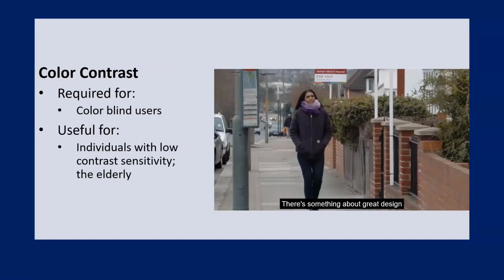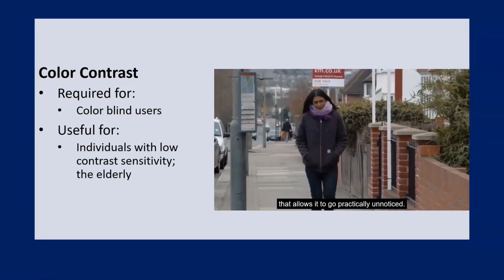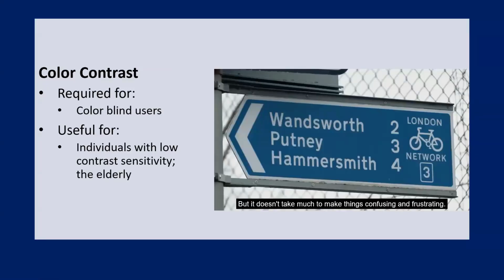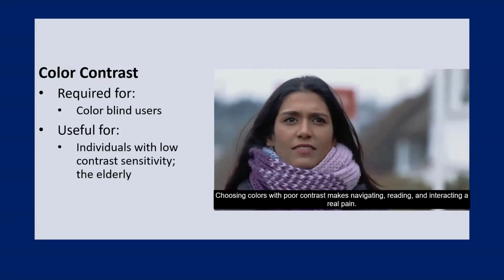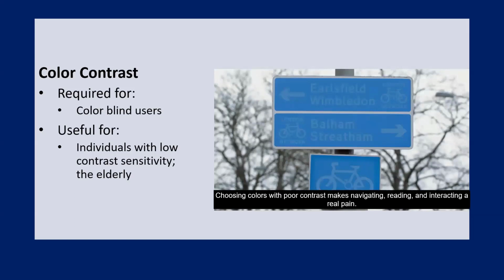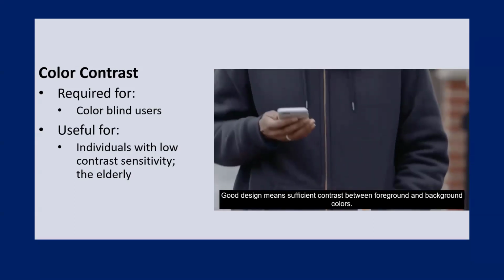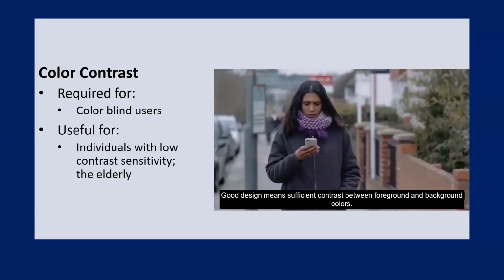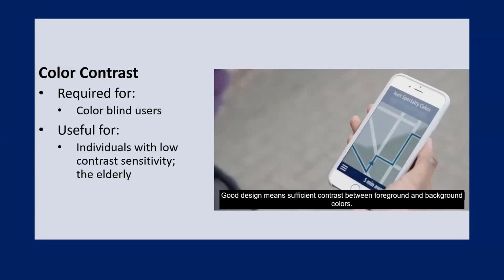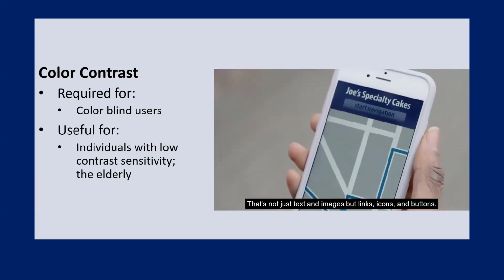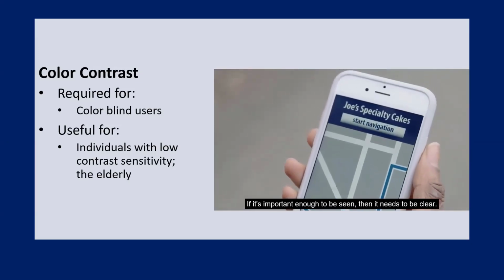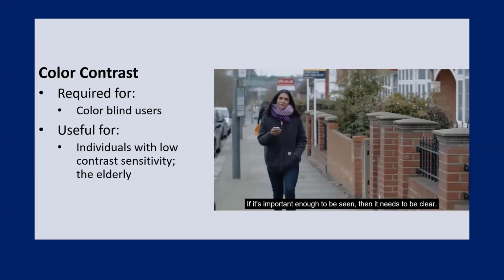There's something about great design that allows it to go practically unnoticed. But it doesn't take much to make things confusing and frustrating. Choosing colors with poor contrast makes navigating, reading, and interacting a real pain. Good design means sufficient contrast between foreground and background colors. That's not just text and images, but links, icons, and buttons. If it's important enough to be seen, then it needs to be clear.